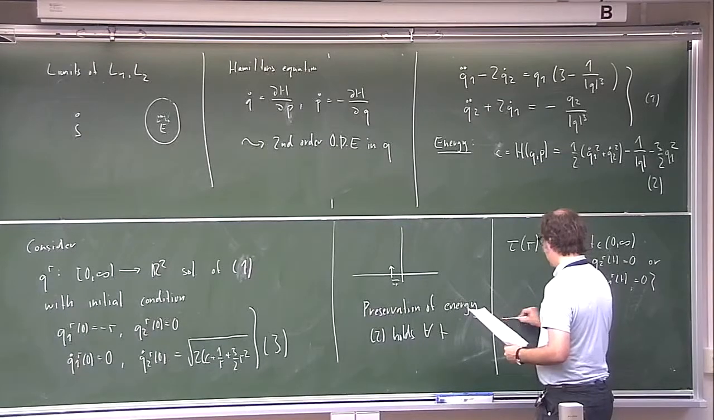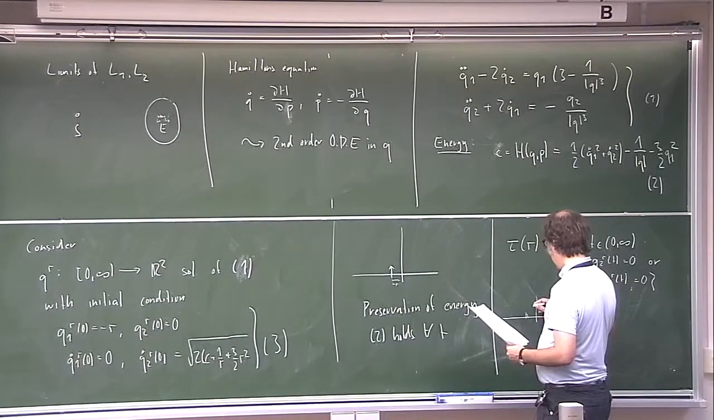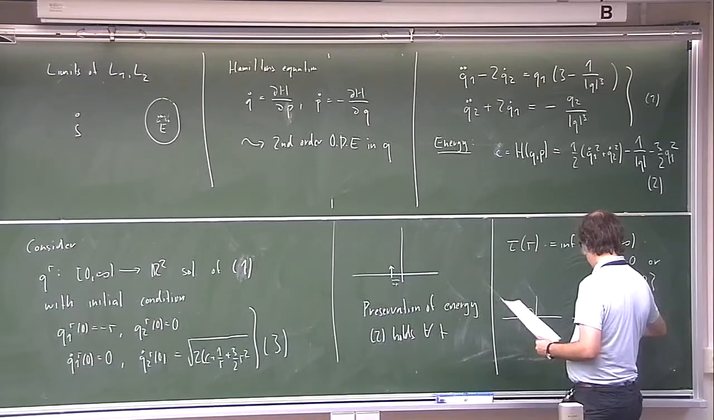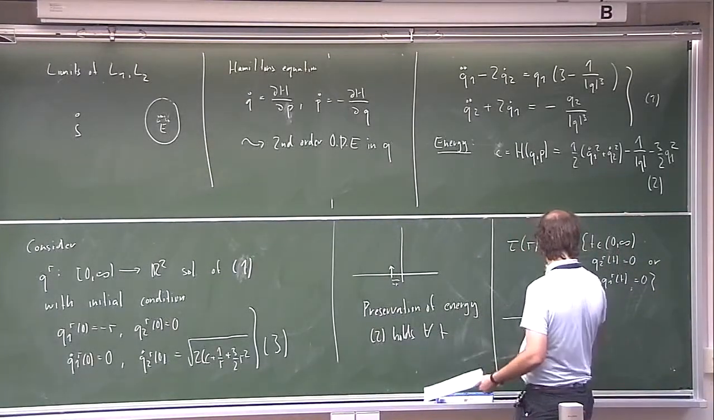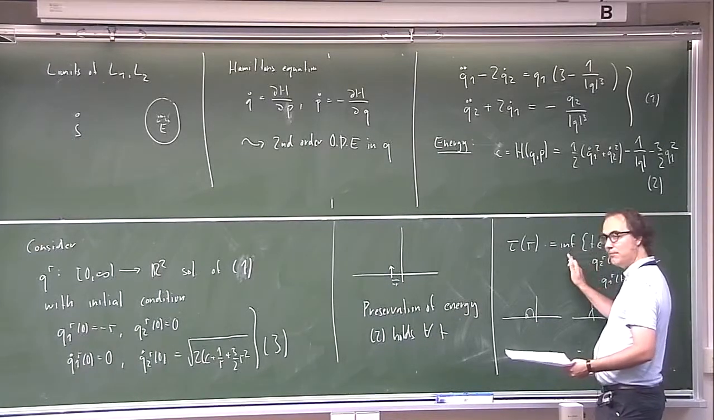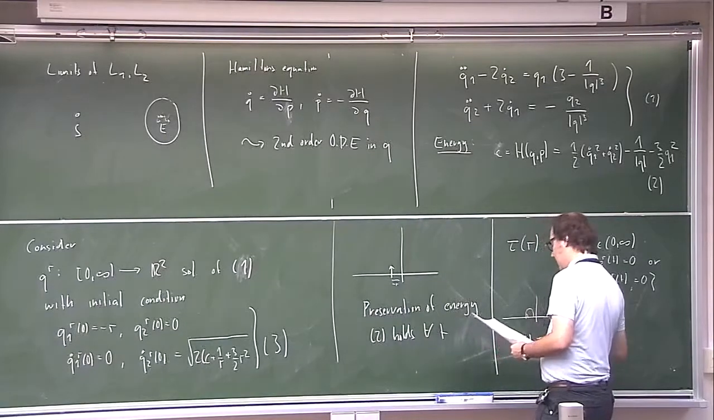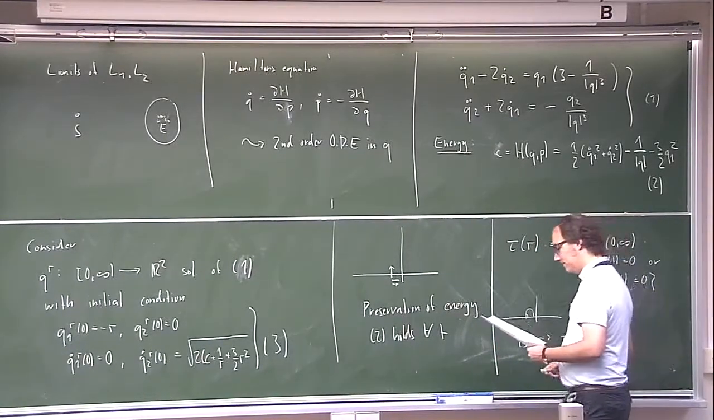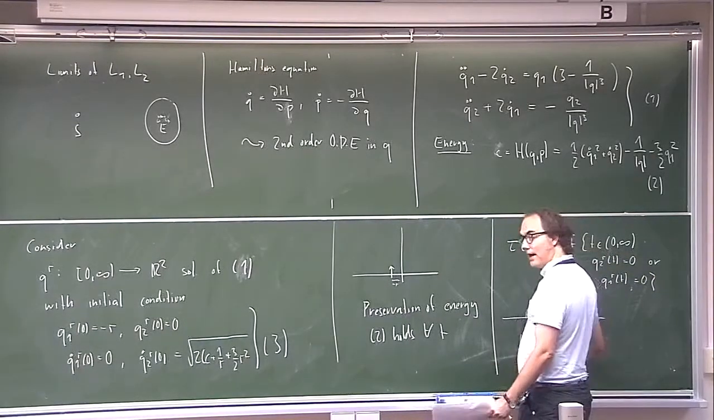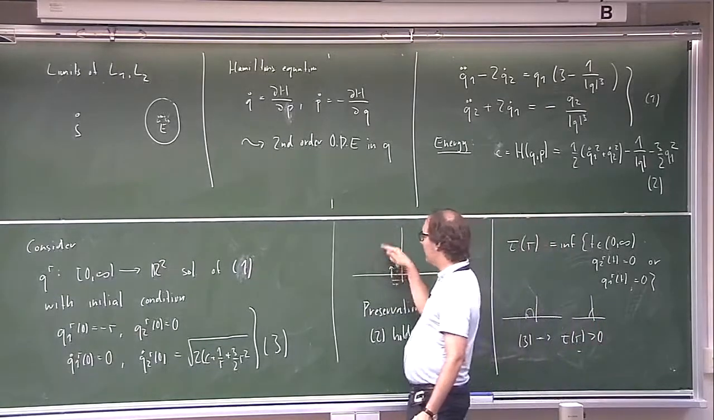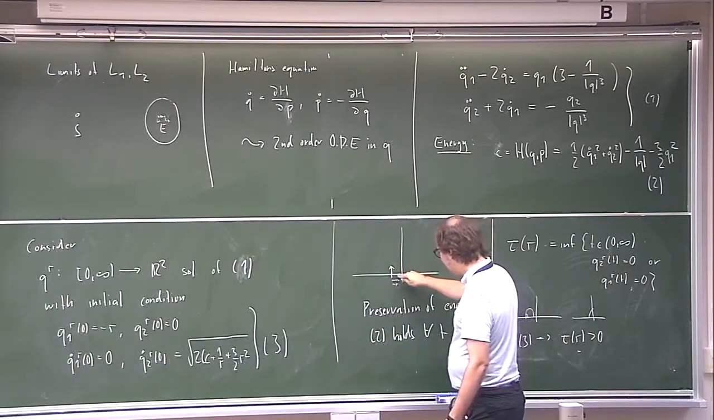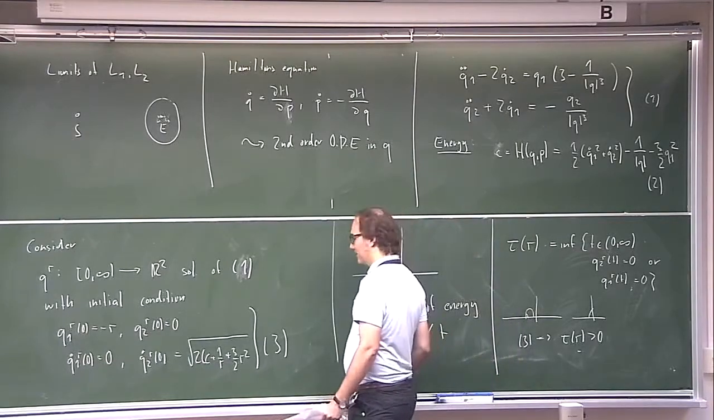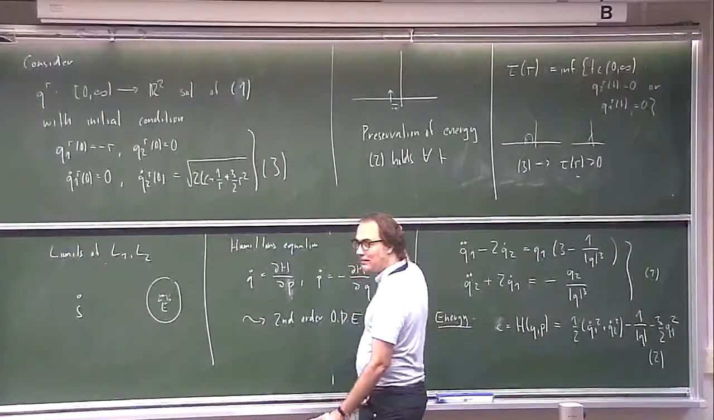So I start here, and then I wait until I either go here or I go here. But by (3), because I shoot perpendicular, I know this infimum is positive. (3) implies tau_R is positive. And now the first claim is that it's finite, so that I will not die looping around here, so that I either will hit the x-axis or the y-axis, not stay for all time in this second quadrant.